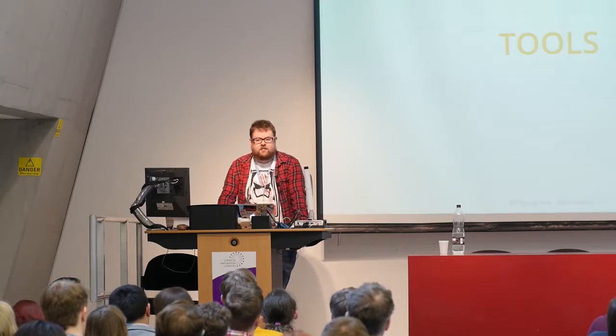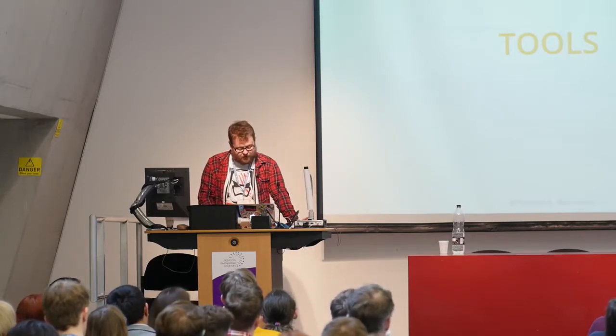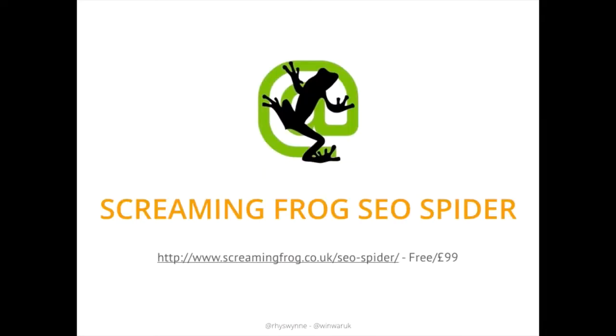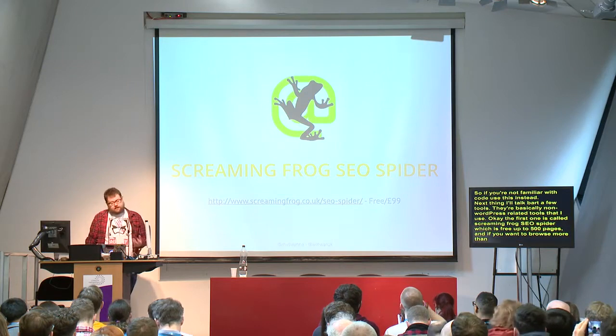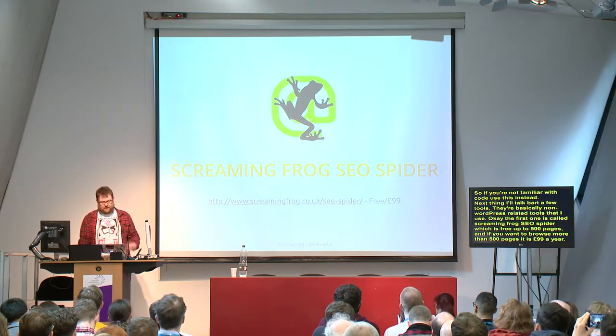Okay, next I'm going to talk about a few tools. These are basically non-WordPress related tools that I use. The first one is called Screaming Frog SEO Spider, which is free up to 500 pages. If you want to crawl more than 500 pages, it's £99 a year. It is a website crawler and spider tool.